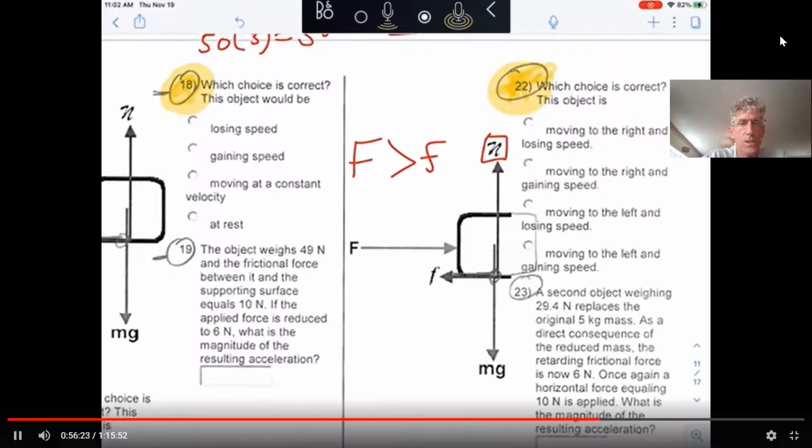Okay, I guess I'm looking at number 22 now. Which choice is correct? This object is, okay, not vertically, it's balanced vertically, but looks like it's moving to the right. Is it gaining speed? Why? Because the force applied to the right is bigger than the force of friction. I know it's moving to the right because friction is pointing to the left, opposite.